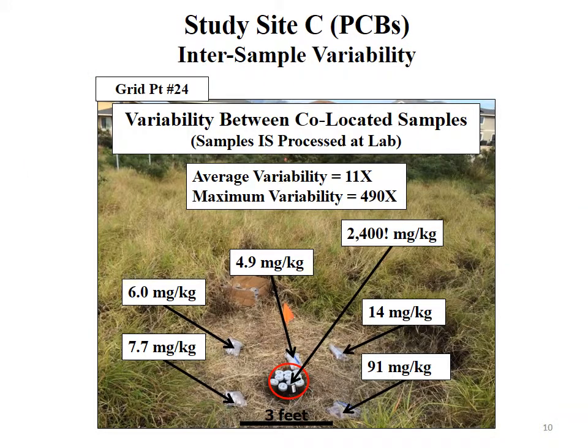Well, here's what we found. This is the PCB site where we saw the most variability. In this case, we're looking at the inter-sample variability of co-located samples around 1 point. You can see the lowest concentration of PCBs identified in the grid point is 4.9 ppm, but just a foot away we had a concentration of PCBs in one sample of 91 ppm.